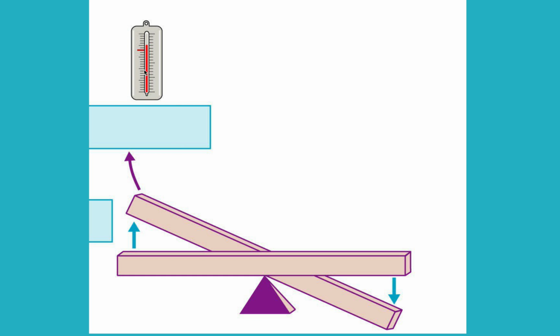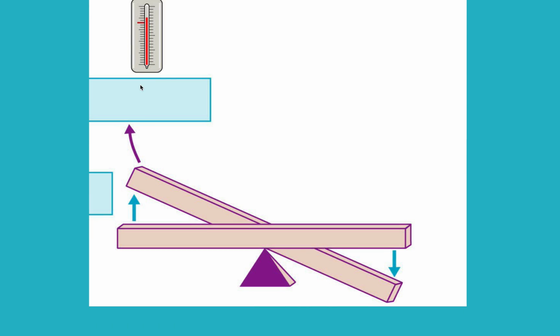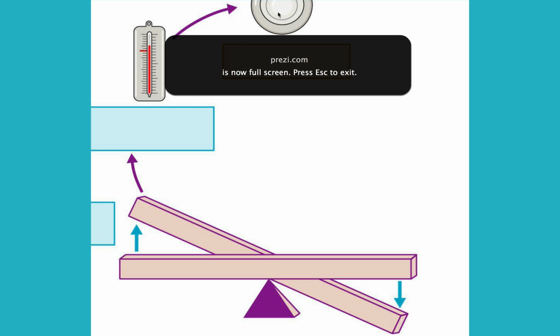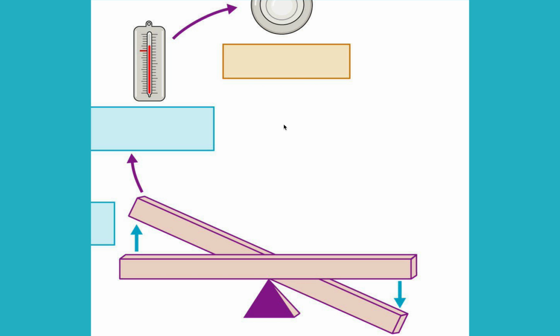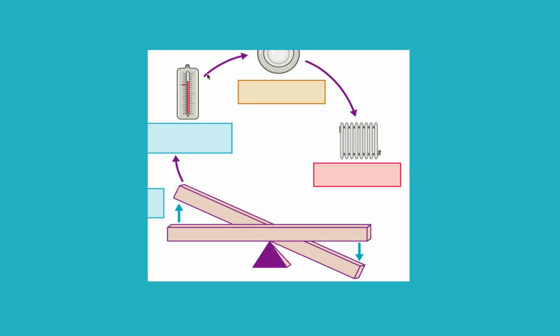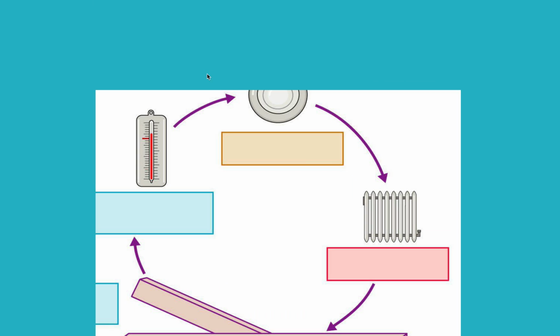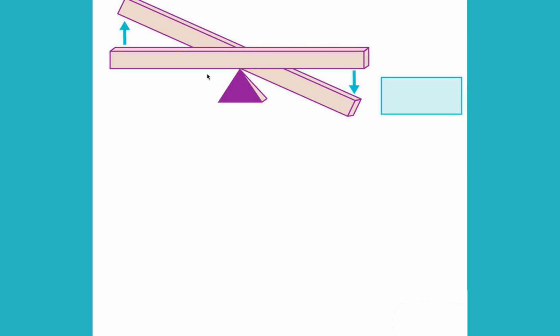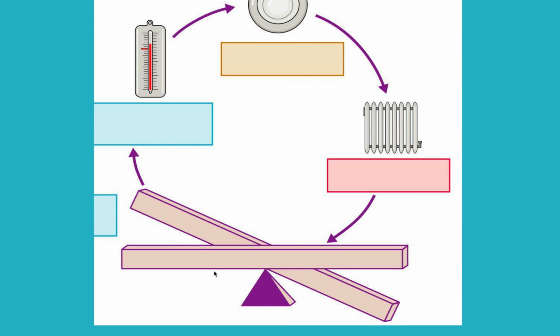So the thermostat here would be like the receptor. It's going to send a signal to the control center. In this case, the control center is the thermostat. And then that thermostat is going to have the set point, and it's going to send a message to an effector, which in this case is the heater. And in this case, our temperature got too hot, so our heater is going to shut off, and it's going to bring us back to normal.